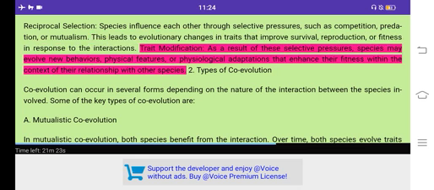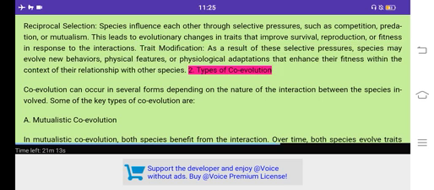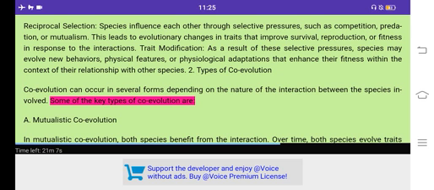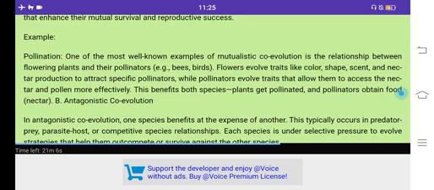Trait modification. As a result of these selective pressures, species may evolve new behaviors, physical features, or physiological adaptations that enhance their fitness within the context of their relationship with other species. 2. Types of coevolution. Coevolution can occur in several forms depending on the nature of the interaction between the species involved. Some of the key types of coevolution are: A. Mutualistic coevolution.